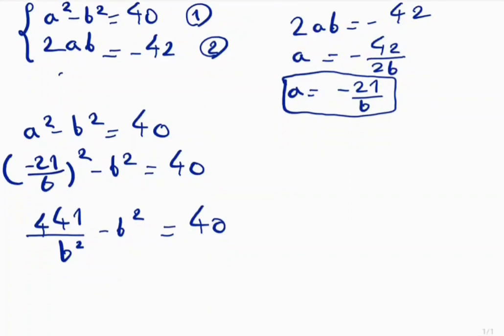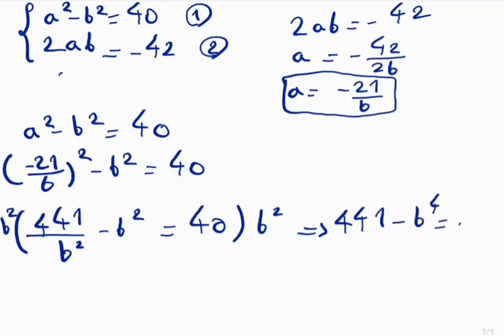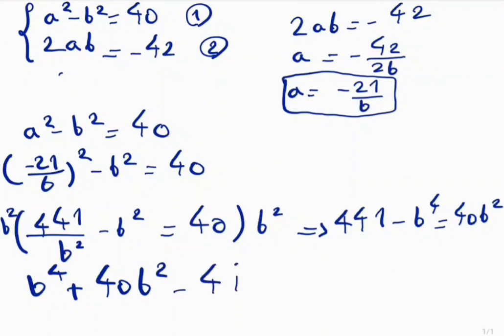Now let's multiply both sides by b squared to get rid of that from the denominator. If you multiply both sides by b squared, you will get 441 minus b to the power of 4 is equal to 40b squared. So you can rearrange this now. You get b to the power of 4 plus 40b squared minus 441 is equal to 0.